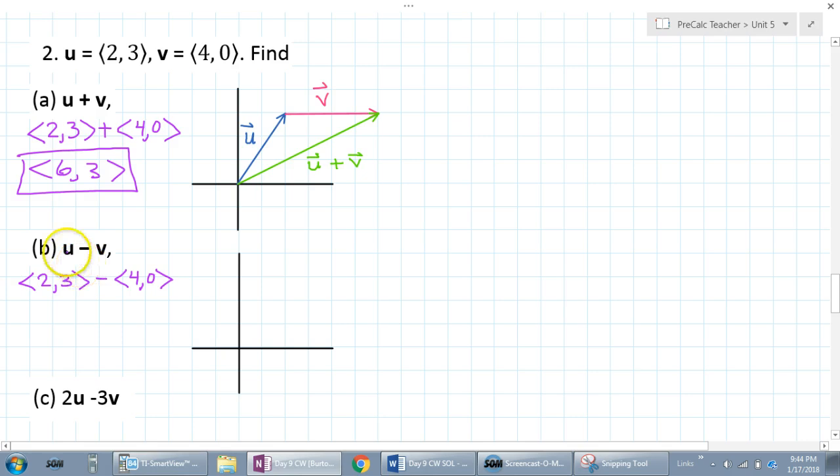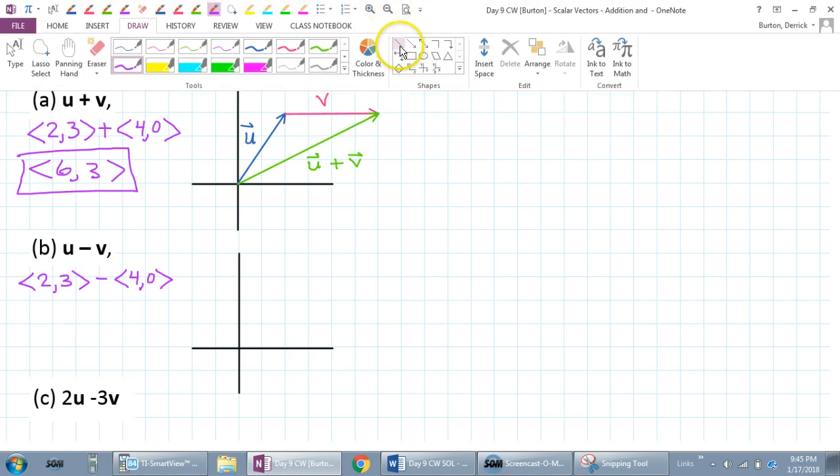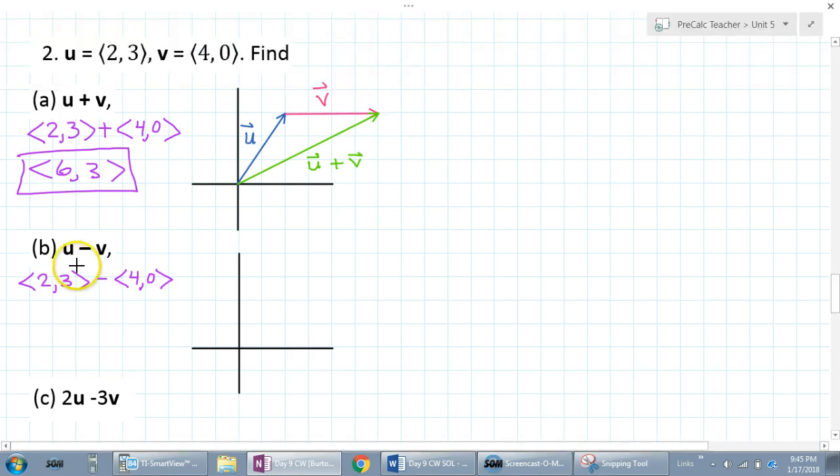Next we will do vector u minus v. Now remember, when you subtract, one way to do it is to draw both vectors from the origin. In other words, draw both vectors in standard position. Let's start with vector u, 2, 3. So from the origin, that's over 2 and up 3. So this is vector u, except I am going to make it blue.